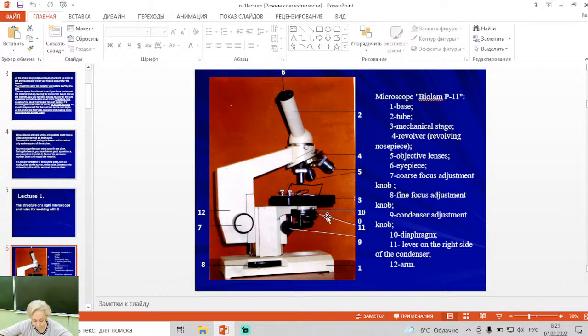The diaphragm is used to regulate lighting. With a special lever on the right side of the condenser, it is possible to change the position of the diaphragm plates relative to each other and reduce or expand the hole in the diaphragm. This allows you to adjust the intensity of the light and make the image more contrast.